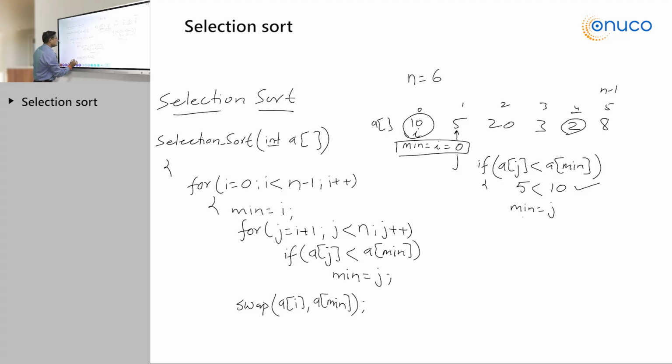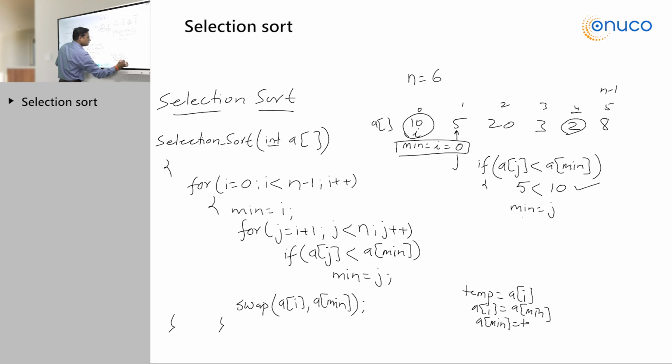So this is all about your selection sort. In place of a swap function, you can write it directly, if you don't want to define a separate swap function. Otherwise, we can write it outside of this for loop. For this, we can write temp is equal to A of i, A of i is equal to A of min, and A of min is equal to temp. So that we can do it, right?